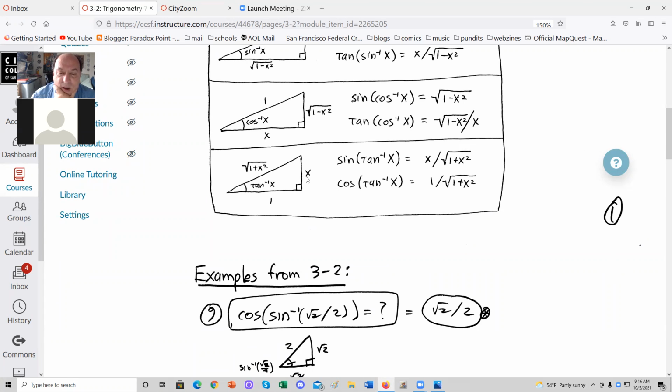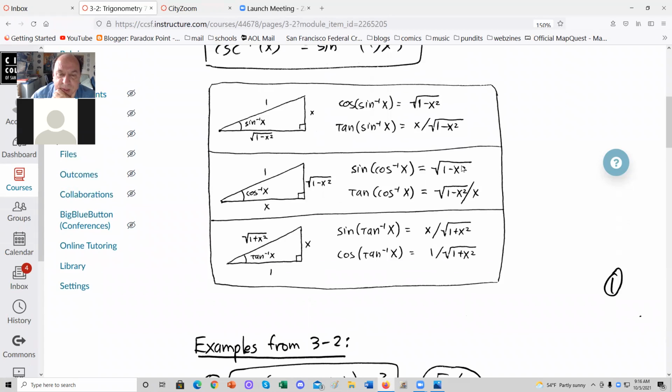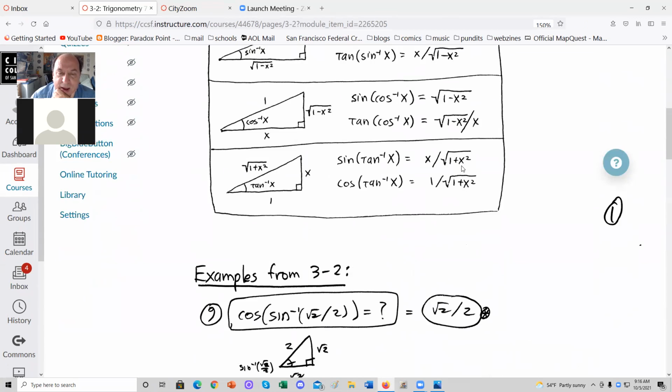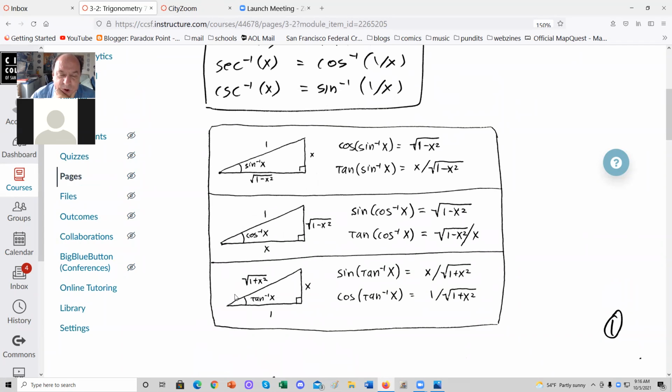Sine of arctangent is opposite over hypotenuse, x over root 1 plus x squared. Cosine of arctangent is 1 over root 1 plus x squared, like that. And the virtue of these figures is that it enables you to remember these formulas without going to the trouble of memorization. You just have to remember how to draw the triangle.